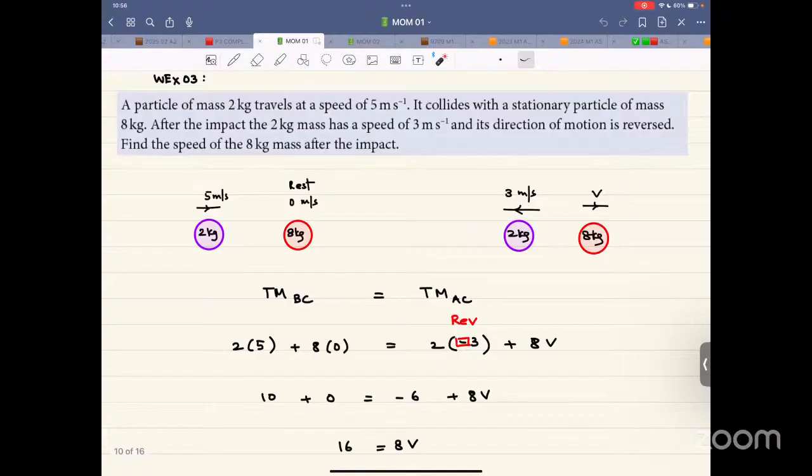Now, you consider one direction to be positive; the velocity in the other direction will be taken as negative. So make a habit of writing this one as positive V, this one as negative V.